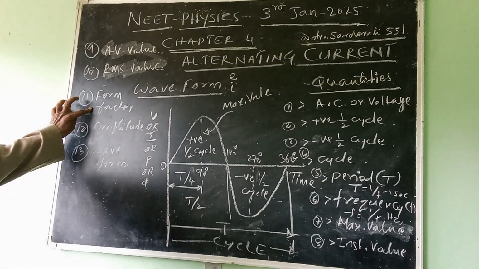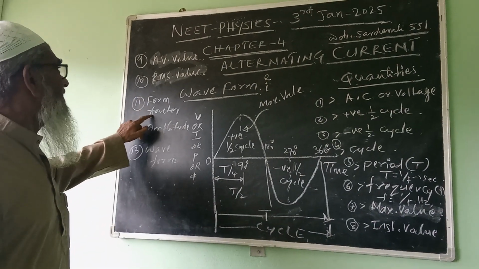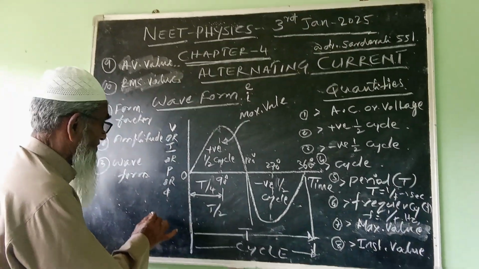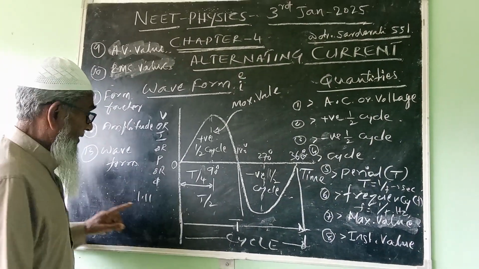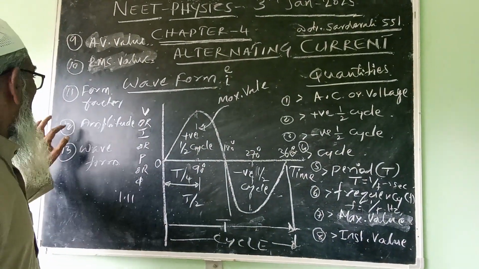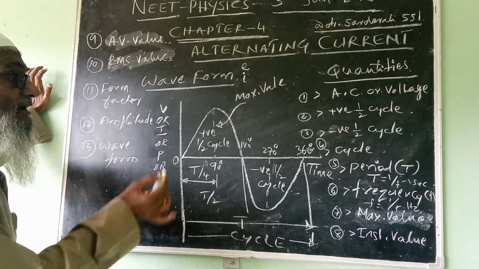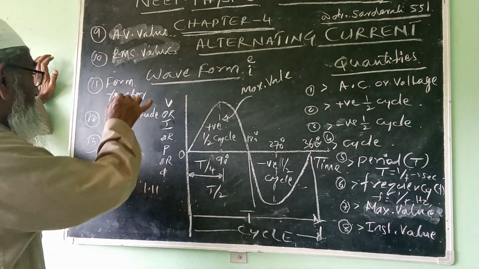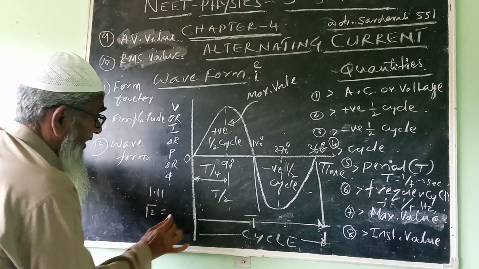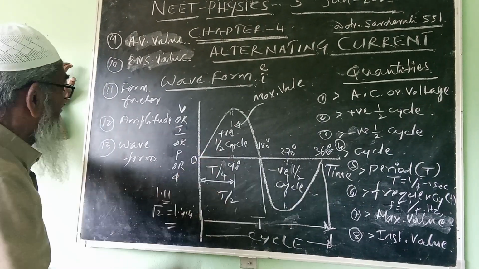Then what about the form factor? Form factor is the ratio of the RMS value and the average value. Its value will always be constant as 1.11 for sinusoidally varying current or voltage. And what about the amplitude factor? It is the ratio of maximum value to the RMS value, which is always equal to root 2. The value of root 2 is 1.414. That I will prove in the next lesson.